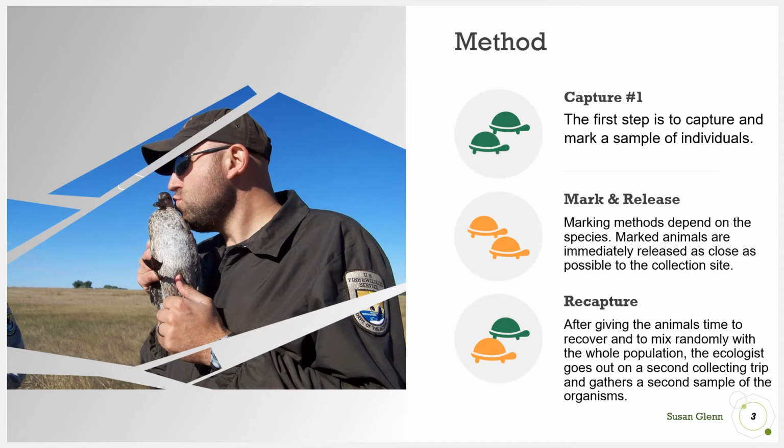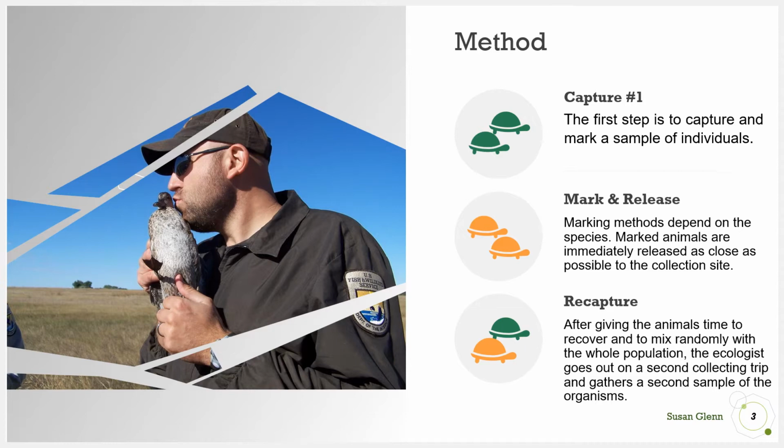So the methods are pretty straightforward. You go out and you capture as many as you can find, and you're going to mark them. So you're going to identify that I've already seen this guy before. Here's a Fish and Wildlife Service officer who is marking ducks by putting leg bands on them. I thought that was a cute picture. Or you could mark turtles by putting a dot of paint on its shell. Or you could be catching a bear and putting an ear tag on the bear. So there's a number of different ways you can mark the animal.